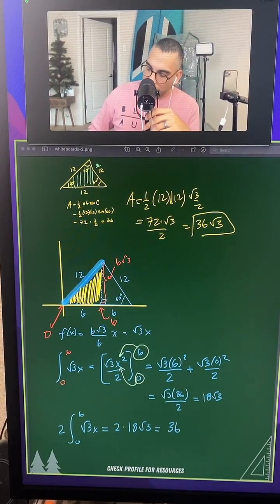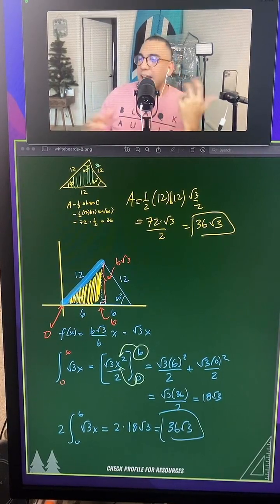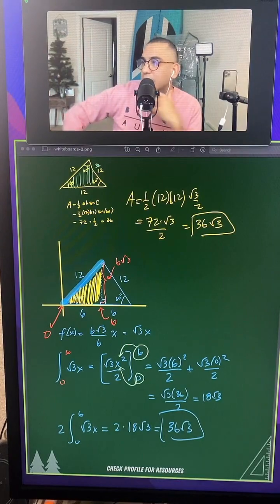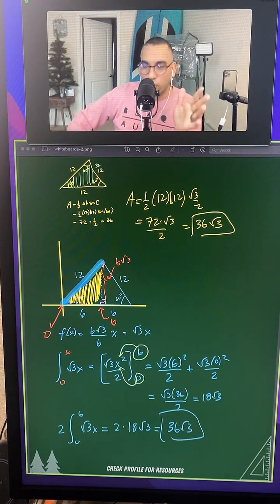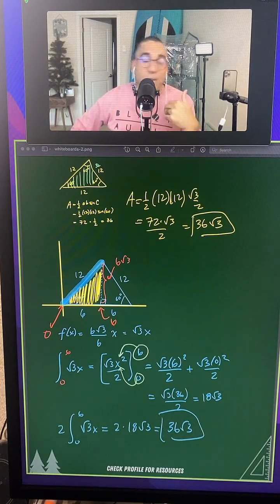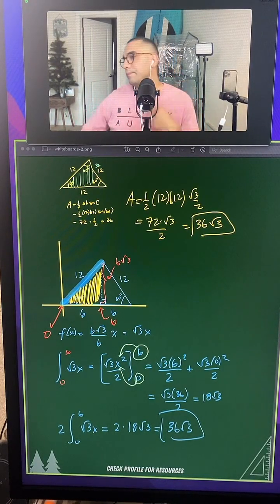Oh, snap. Look at this. 36 root 3, which is the exact same area that we found when we were doing 1/2 AB sine of C. And thank you to Math Nerd for correcting me that sine of 60 is root 3 over 2, because otherwise I would have gotten a different answer here, and I would have been completely confused.